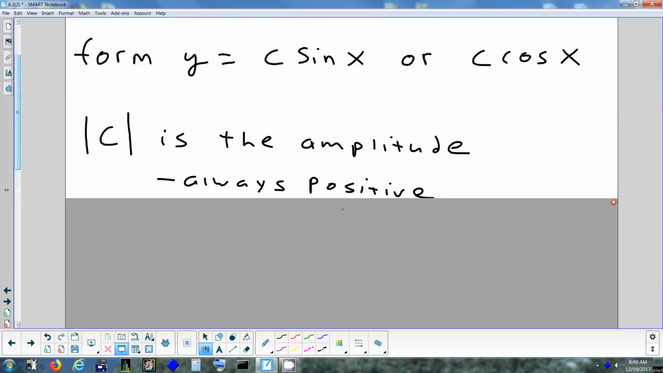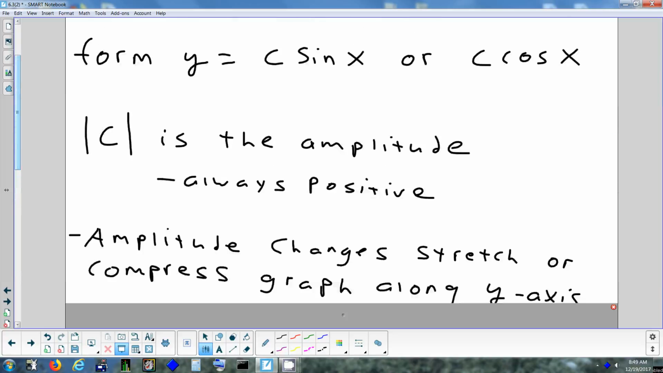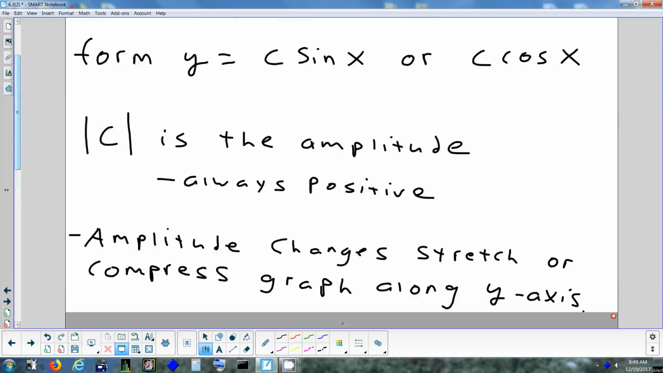Changing the amplitude is going to stretch or compress the graph along the y-axis. And it's always nice when the y values change because those are the easy ones. When the x's change, then you've got to work with fractions that have pi. But for this transformation, you get to work with the easy column.